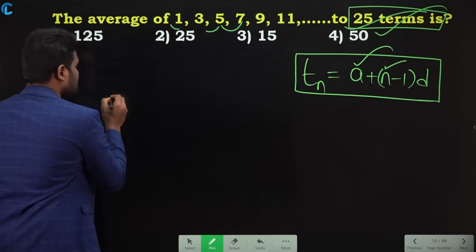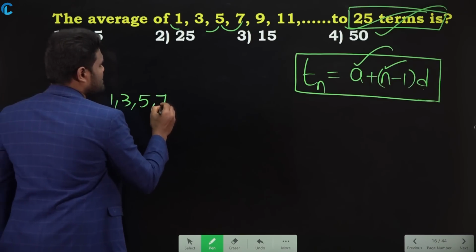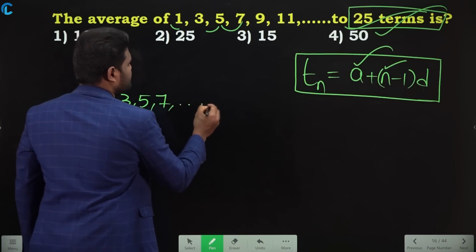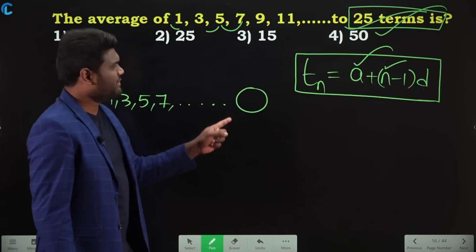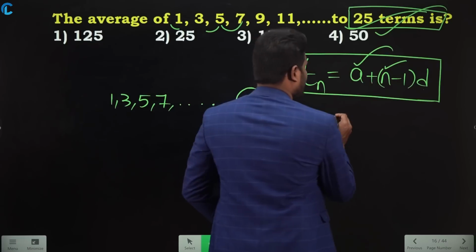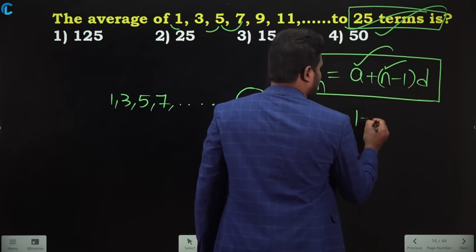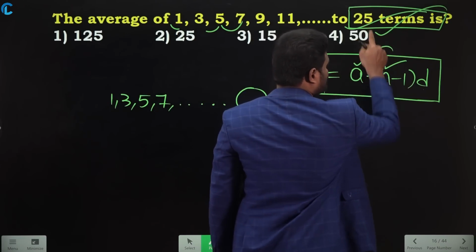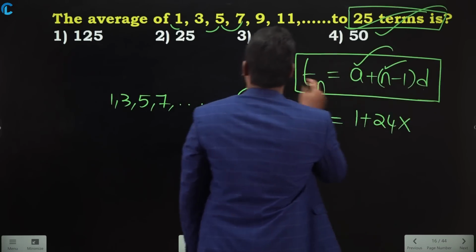Look here, the series is 1, 3, 5, 7, and so on. You need to know what the last number is. Actually, this number is not given; it is indirectly mentioned as the 25th term. Calculate using this formula. A is nothing but the first number, 1, plus n minus 1, which means 25 minus 1 is 24, into d, the difference.